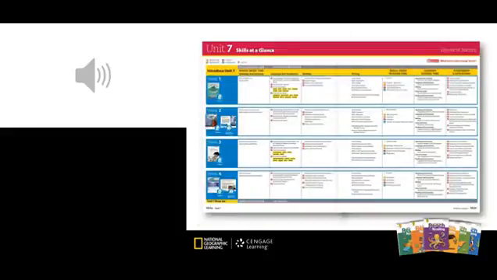On the next page, you'll find the Skills at a Glance page. This page identifies the selections that will be used for each week of instruction down the left column. Notice that the second selection for weeks 2 and 4 are interactive whiteboard readings. Then the skills for the unit are broken down into Common Core strands: speaking and listening, language vocabulary, reading, and writing.